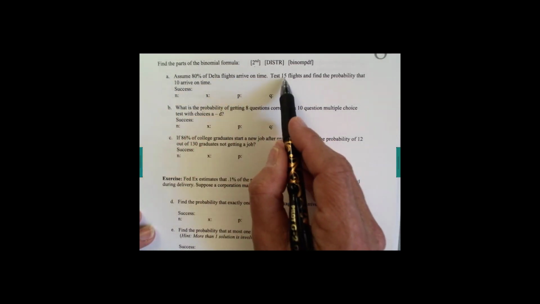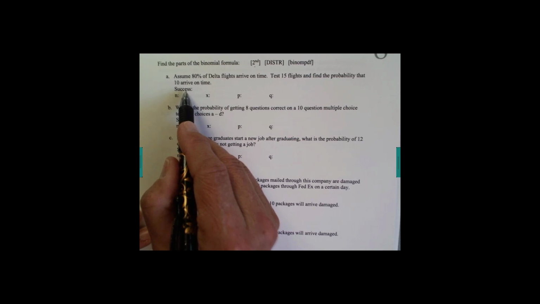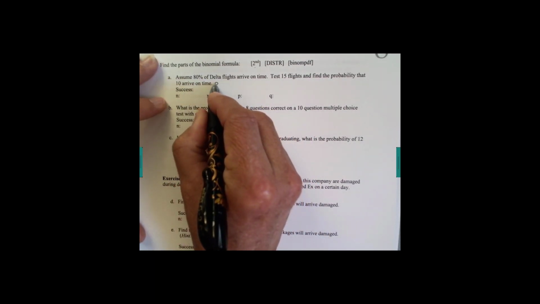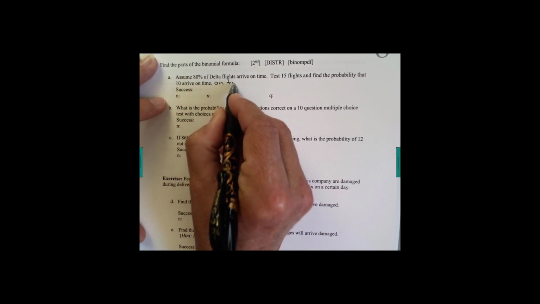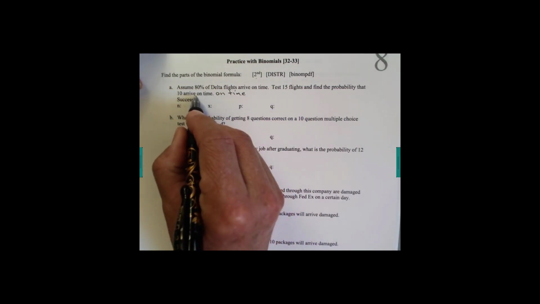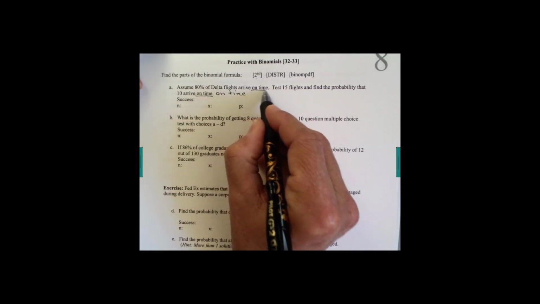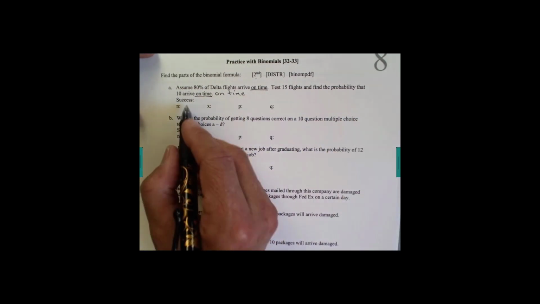First, we're assuming that 80% of all Delta flights arrive on time. We're going to test 15 flights, find the probability that 10 arrive on time. What are we calling a success here? Well, we're going to say on time is the success because that's what it's given us as our probability, but also because it's told us find the probability that these arrive on time. Now, on time here matches what we're given, and that always makes it good and easy, so we know we're dealing with the same probability.